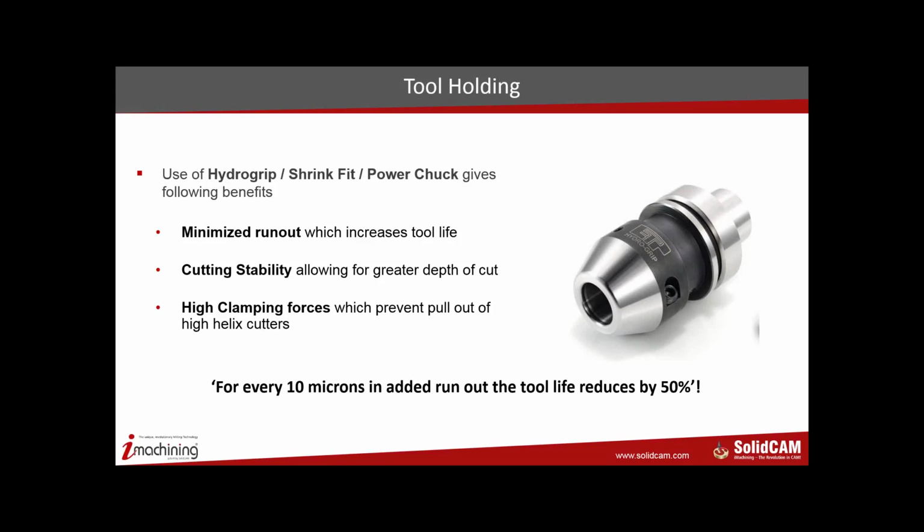Also, when you're using high helix tools on super alloys, the super alloys have this tendency to pull the tool out. So you need to have extremely high clamping forces, and the high clamping forces can only be achieved by clamping the tool either in hydro grip or in shrink fit or in a power chuck, because the holding area is also sometimes more than 2D or even 3D. So the more area of the tool with a much higher clamping force.